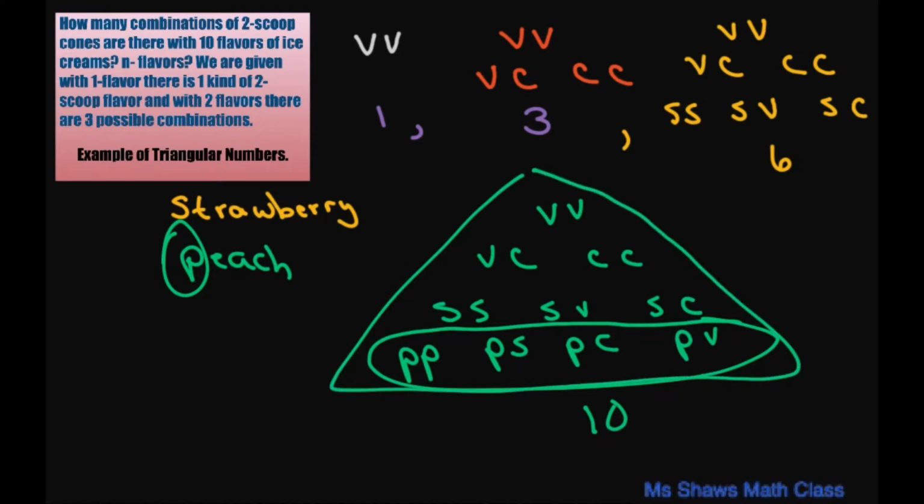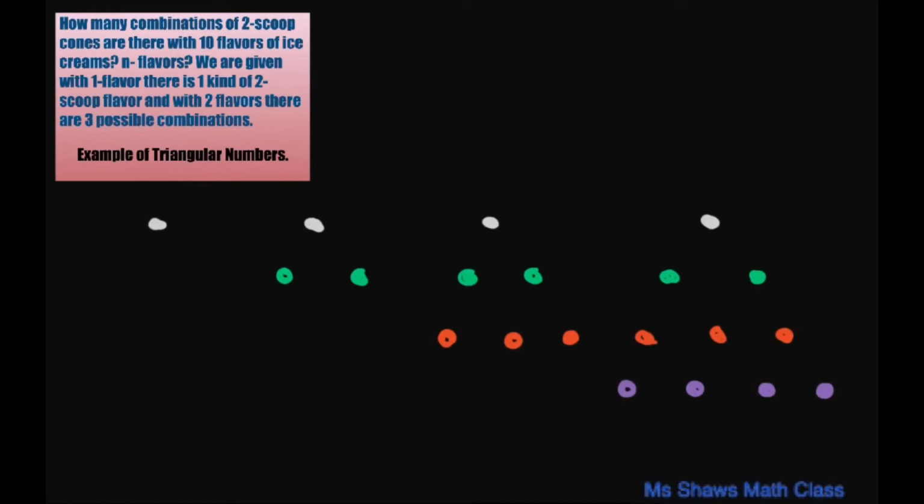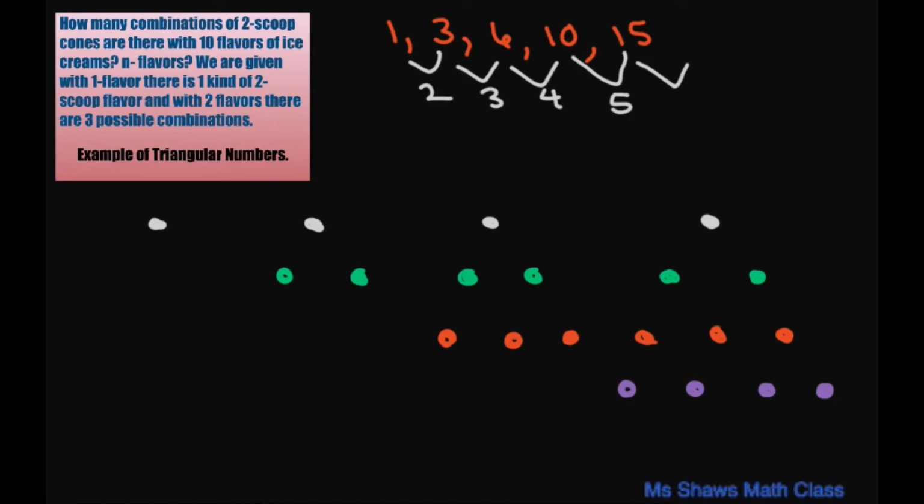And you can see it kind of looks like a Pascal's triangle. The next one, if we added another flavor, let's say called watermelon, then it's just going to be 10 and you're going to add 5 here. The sequence is like 1, 3, 6, 10, 15, because we're adding 2, then we're adding 3, then 4, then 5, then we're going to add 6, and you can keep going up until you get to the 10 flavors.